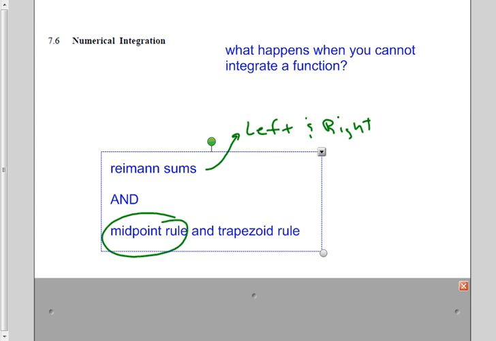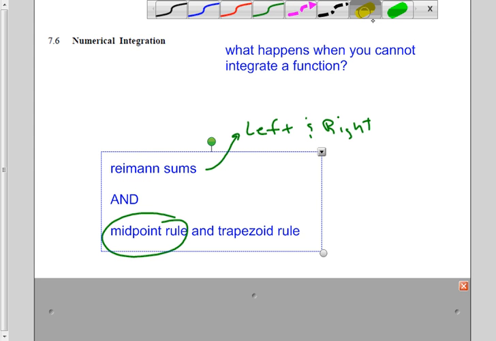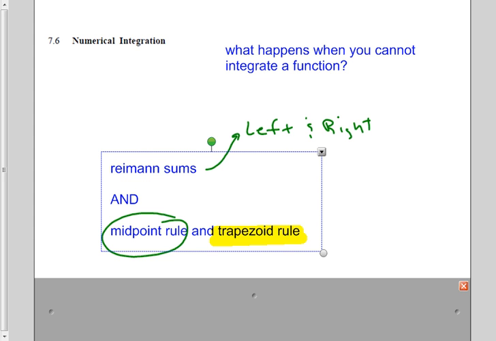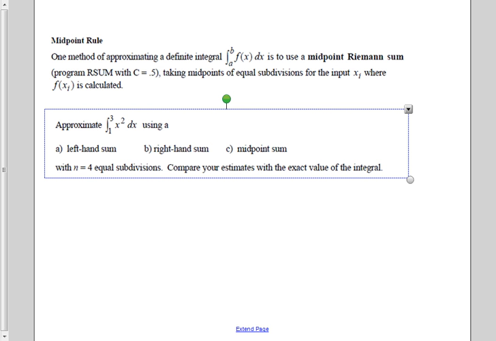And then we're going to learn a new rule today, which is, I think, probably the most accurate, which is the trapezoid rule. Okay, so we're going to review Riemann sums and midpoint rule, and then learn the trapezoid rule. And the whole idea of revisiting these is to round out our study of integration, just to look at what happens when we cannot integrate a function.